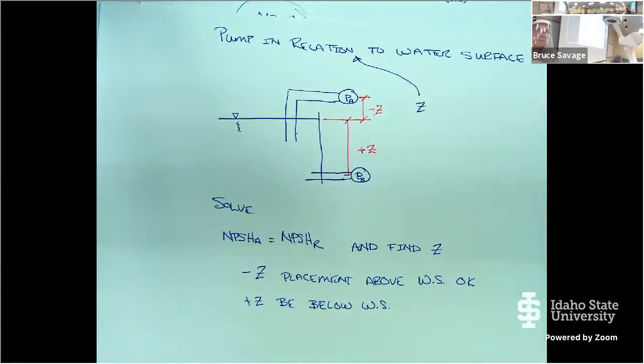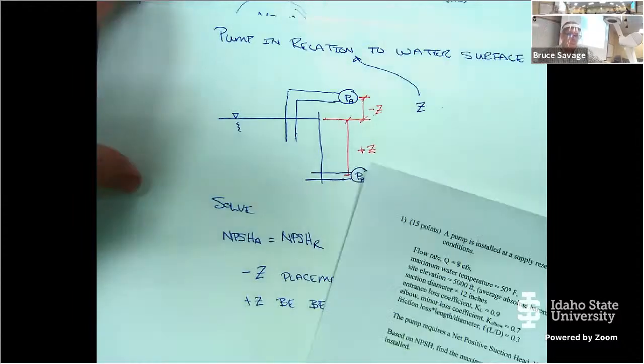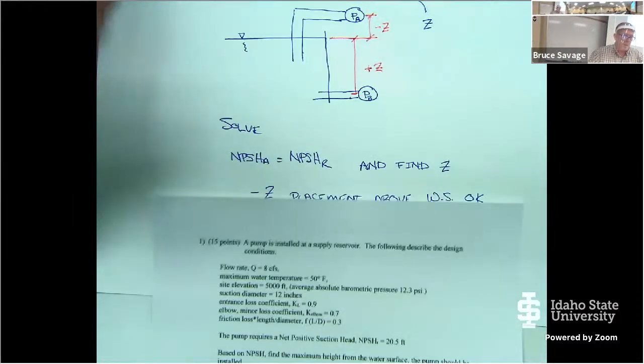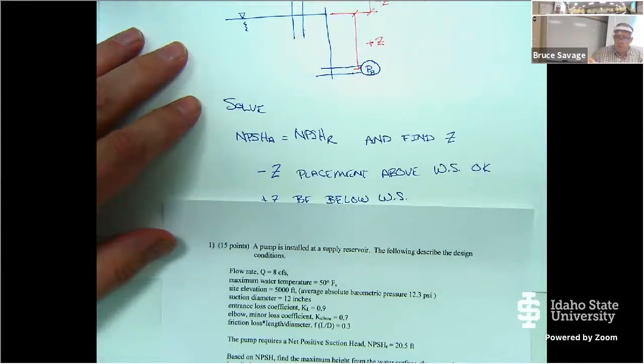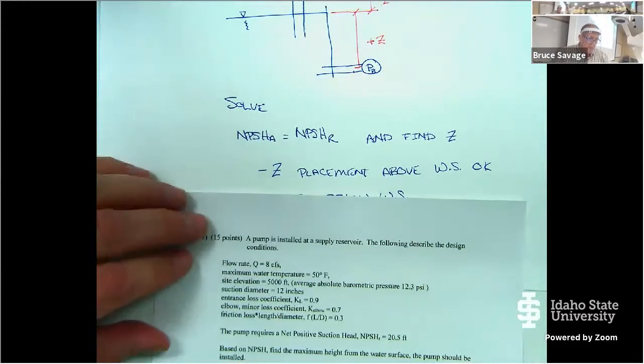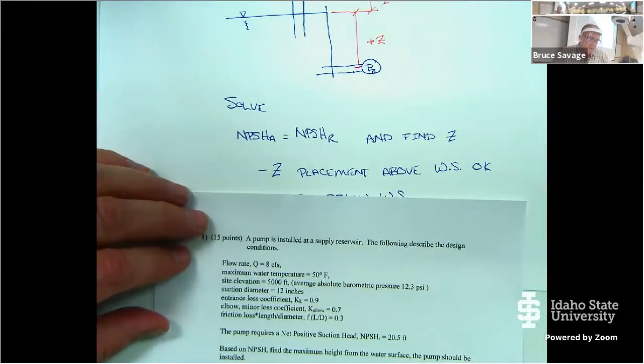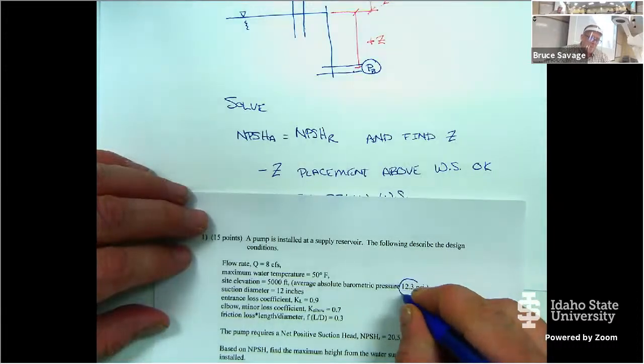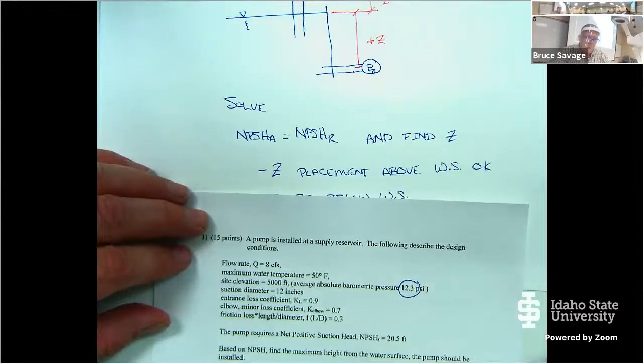Let's hurry and see if we can do this example. Any questions first? Okay, so I did post this to Moodle, and this is actually from an old test. Pump is installed at a supply reservoir. The following describe the design conditions. The flow rate is 8 CFS. The water temperature is 50 degrees Fahrenheit. The site elevation is 5,000 feet, which from that we get the barometric pressure of 12.3. The suction diameter is 12 inches.